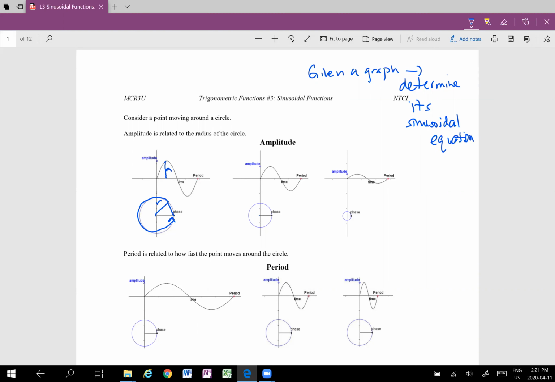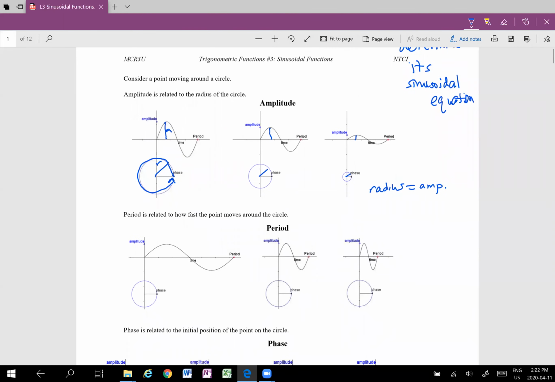So that's radius. Same thing with this one. Notice the amplitude changes. Notice that amplitude there, that radius. So that radius is a really neat connector. The radius is the same thing as amplitude. Keep in mind, we're only dealing with sinusoidal functions.